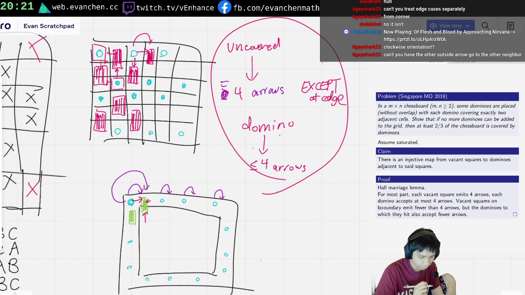Can't you have the other outside arrow go to the other neighbor? Maybe. But see, now I'm worried there's a vacant square here or something, right? Which is maybe fine, actually. You can just have it go... No, it's not fine. I'm really off by just that little bit. Because this guy needs a place to go too. This guy is missing an arrow and I want to wire it somewhere.